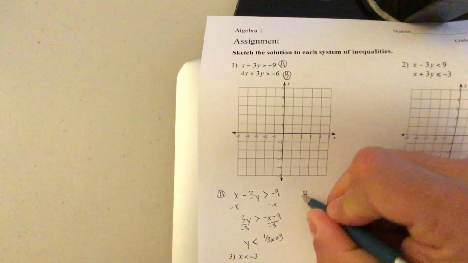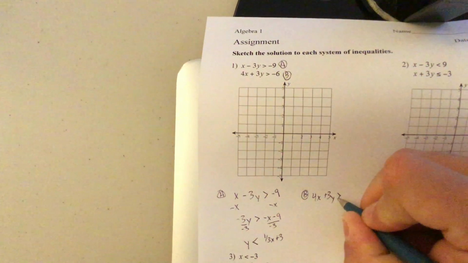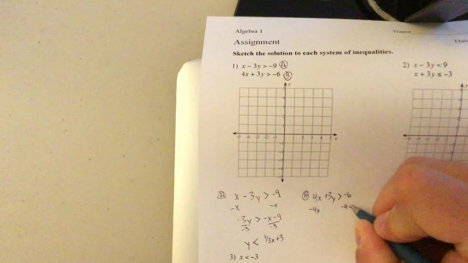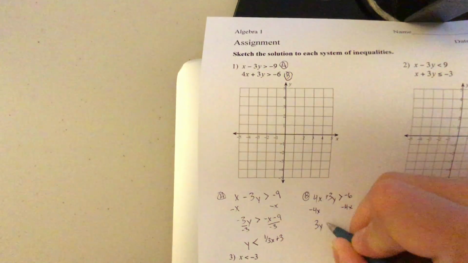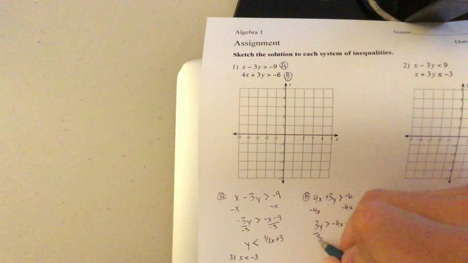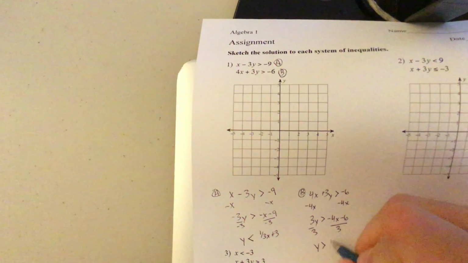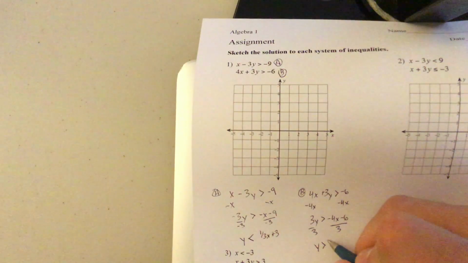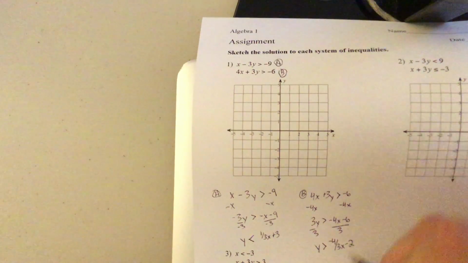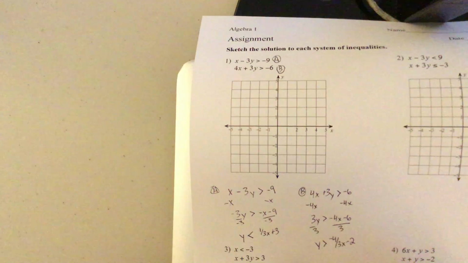On to letter B. Letter B looked like 4x plus 3y is greater than negative 6. We're just rewriting that from the top. I'm going to subtract 4x from both sides. We get 3y is greater than negative 4x minus 6. Divide both sides by 3. Our sign doesn't flip this time because we're not dividing by a negative. So we get y is greater than negative 4/3 x minus 2. Now we're ready to graph these, then we're ready to shade, all that good stuff.